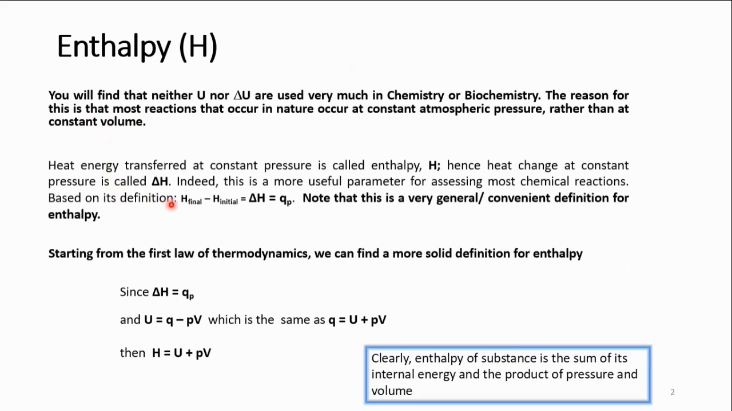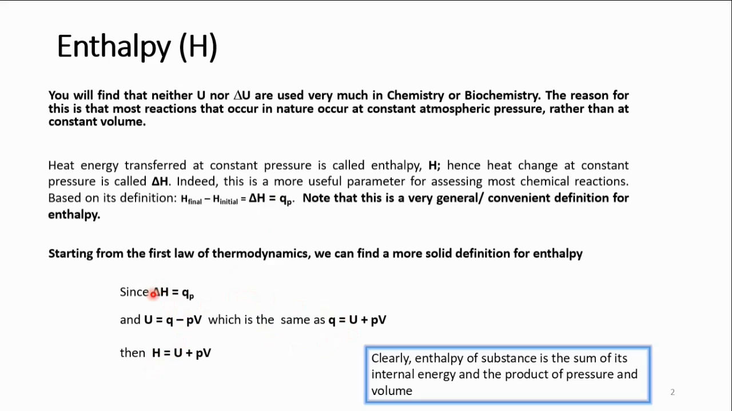Of course, you're probably thinking, okay, enthalpy change, delta H, is H final minus H initial. True, but it is also equal to Q at constant pressure, the subscript P meaning constant pressure. So enthalpy change is really the heat change at constant pressure as represented here. And this is a very simple general working definition. A more involved definition can be derived.